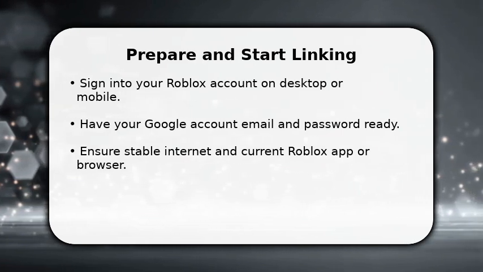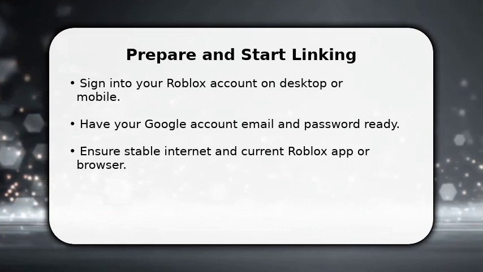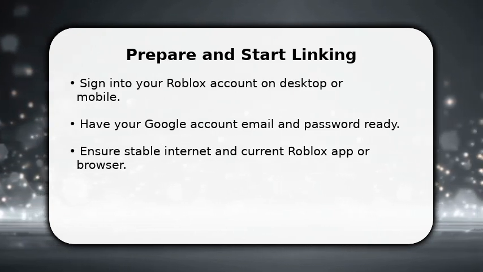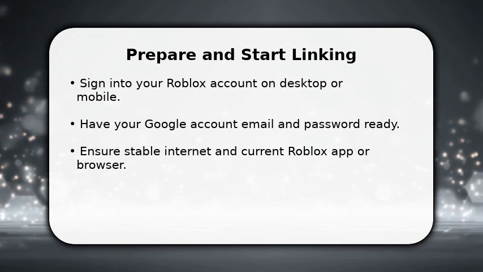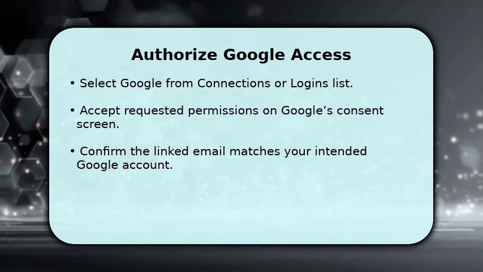Once in settings, find the Connections or Login section and choose Add or Link a Provider. You'll begin an OAuth flow. This lets Roblox access only basic profile info. Proceed when you see the Google option to start authorization. Now you'll complete the middle, more detailed steps.